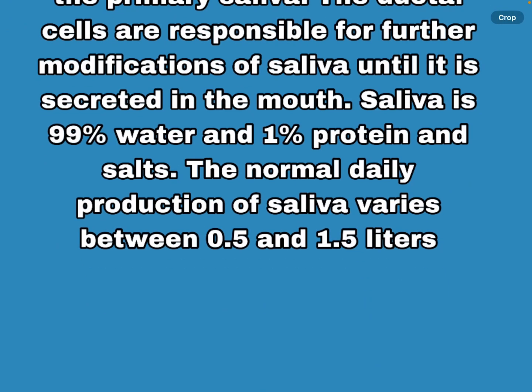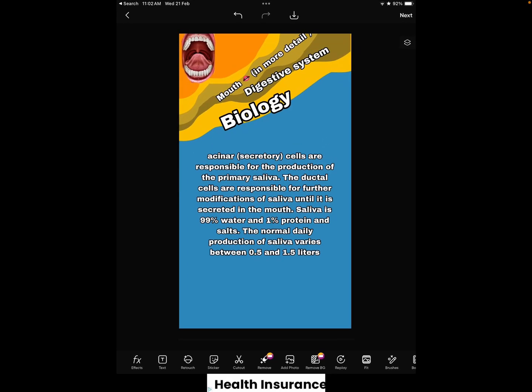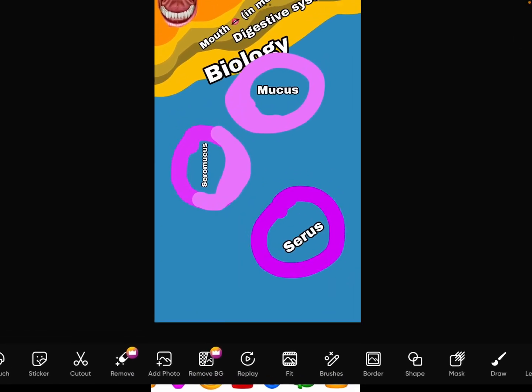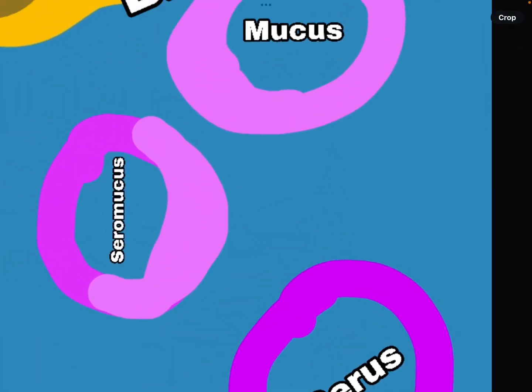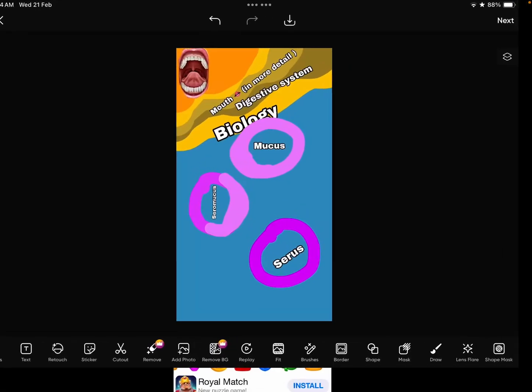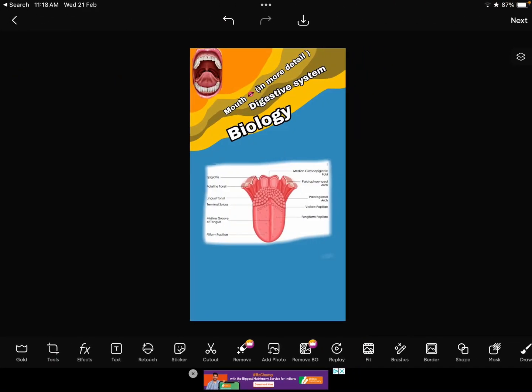Your salivary glands produce 0.5 to 1.5 liters of saliva. The acinar cells are divided into 3 types: mucous, seromucous, and serous. Let's learn about the tongue now.